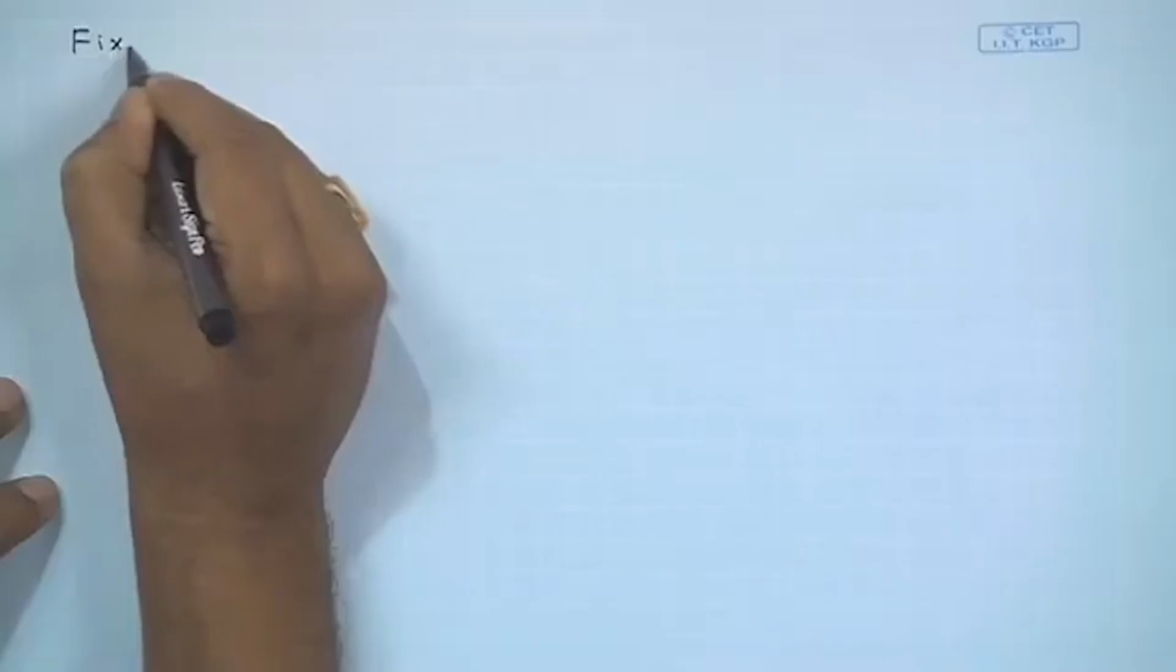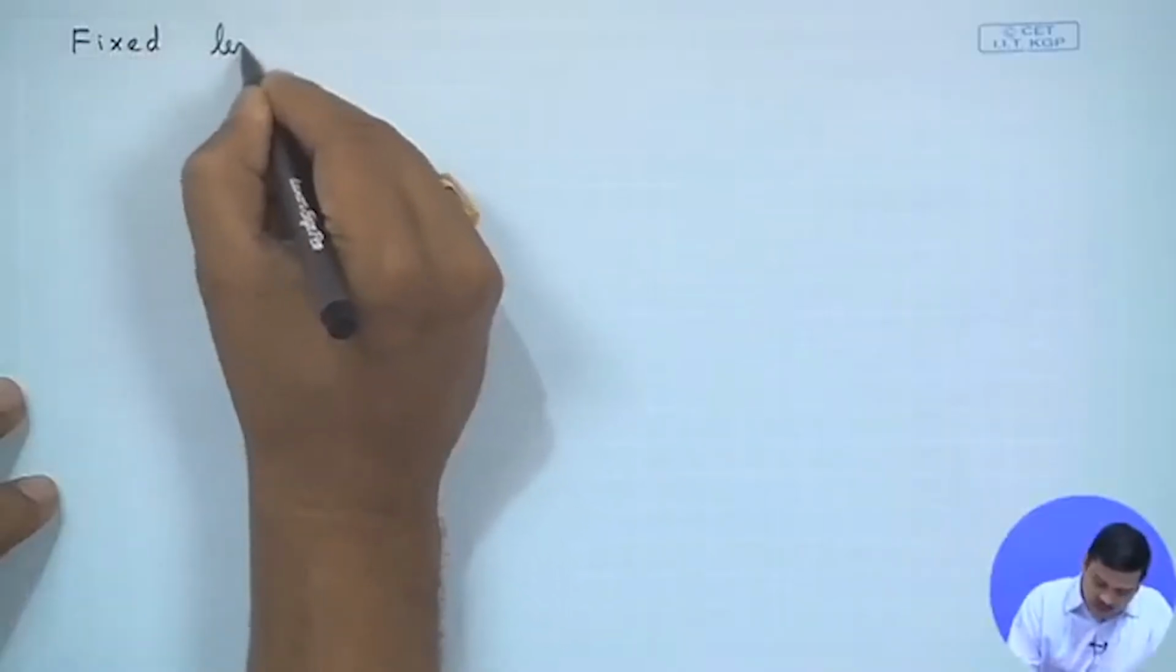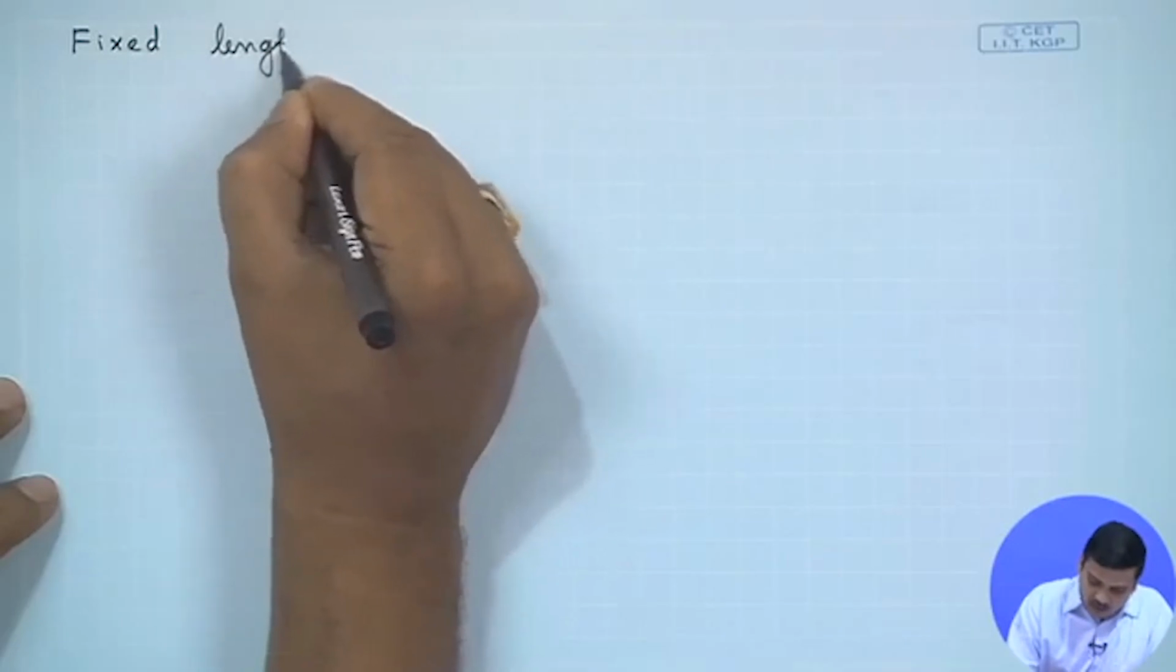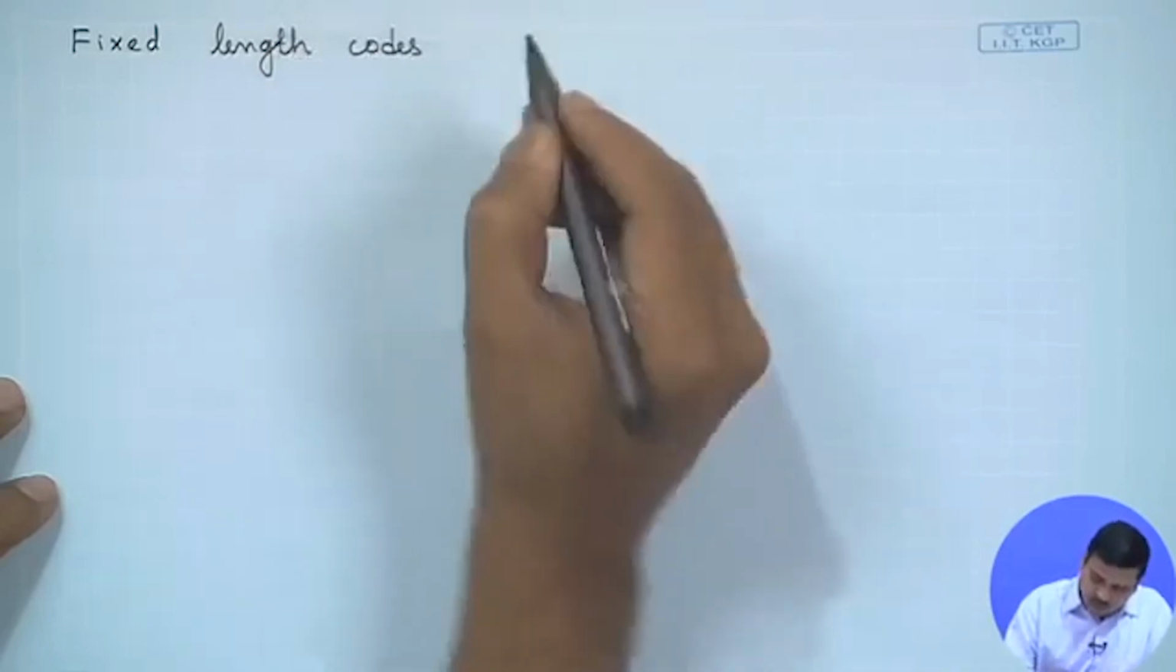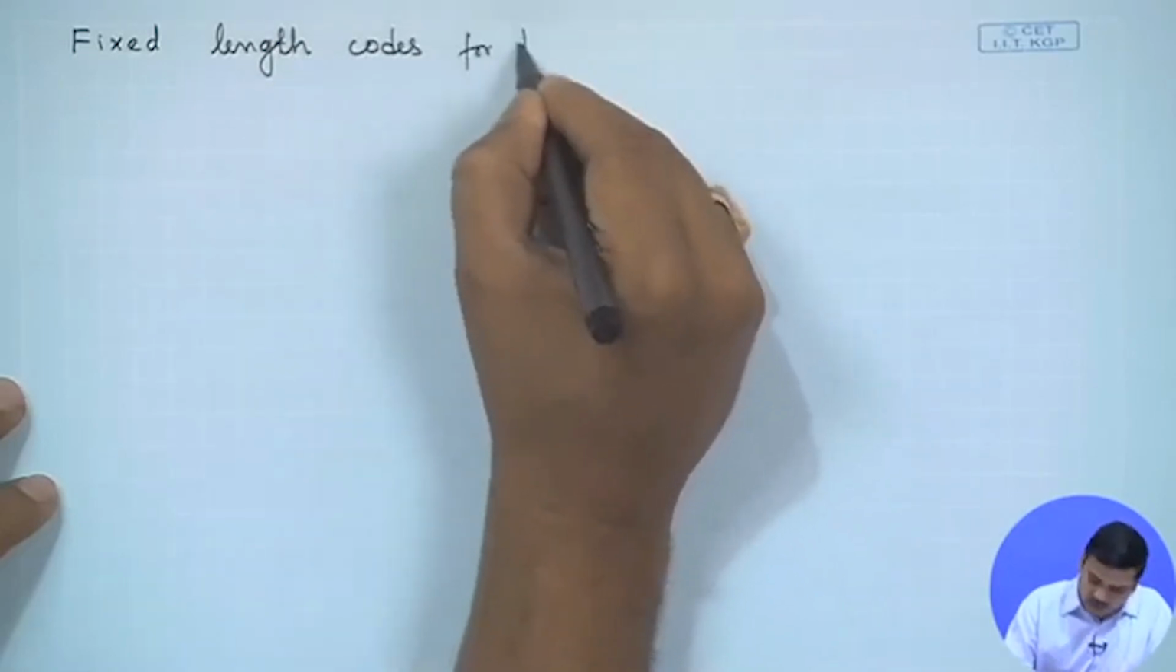Next we move on to how to take care of coding, because we are talking about source coding. One of the first basic coding techniques is known as fixed length codes. So we'll complete it for discrete sources.